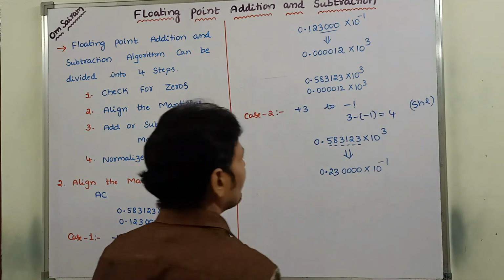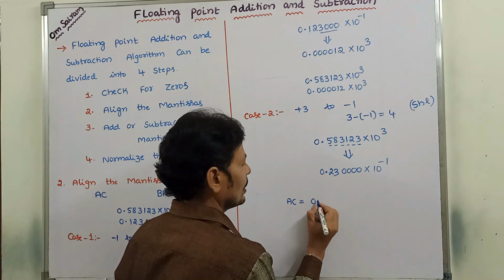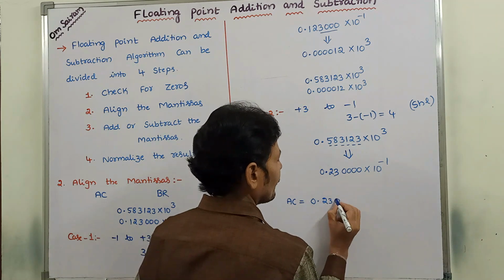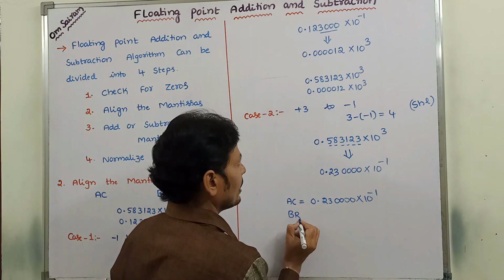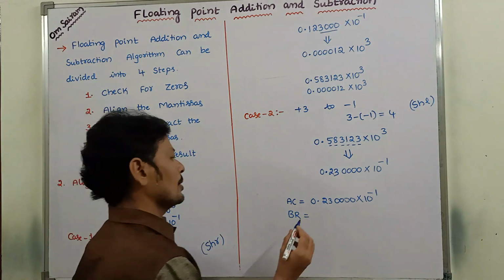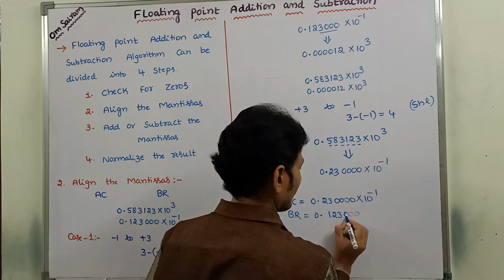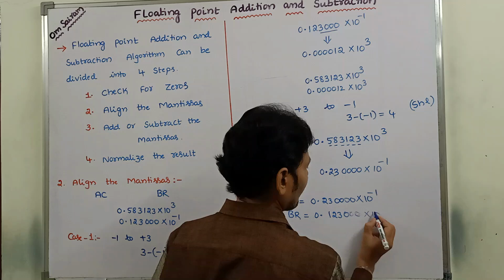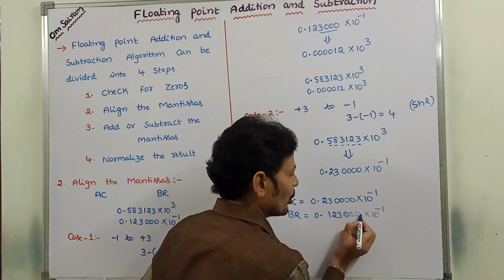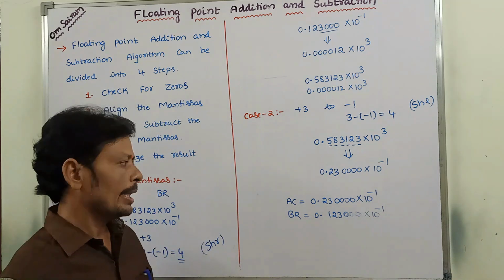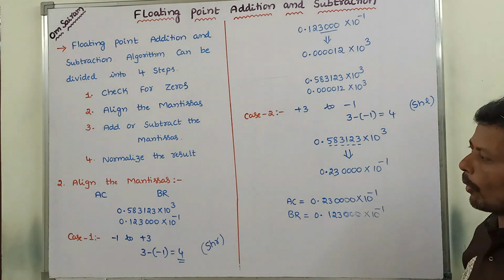After alignment, the first floating point number AC value is equal to 0.2340 zeros into 10 power minus 1. The second floating point number BR value is this one, 0.1233 zeros into 10 power minus 1. Now both exponent values are equal, so we have to perform the addition operation or a subtraction operation.